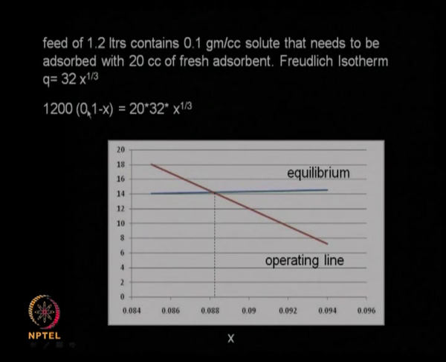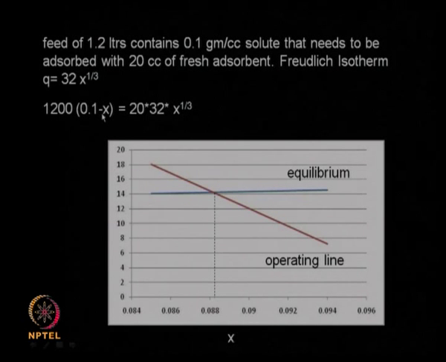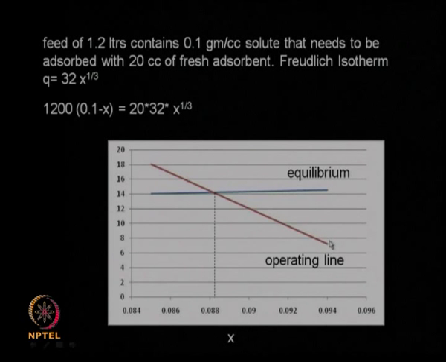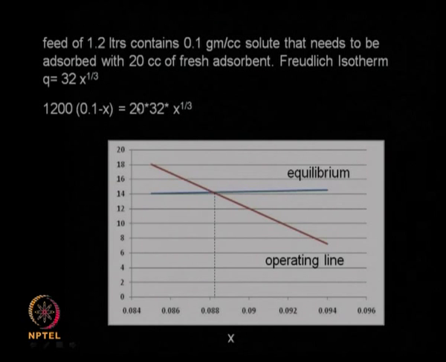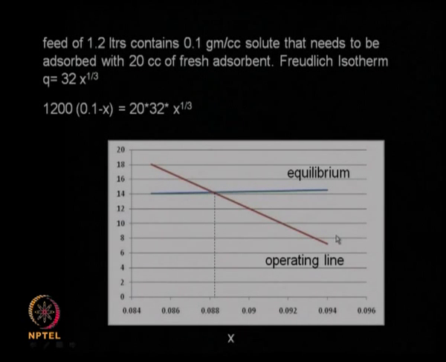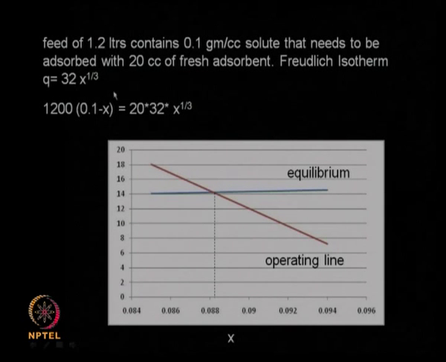This portion I had told you before is called the operating line. Okay, this portion. So for different values of x on the x axis, if I substitute here I can get this number, 1200.1 minus x. Okay. So it will look like this, sloping down, because we have minus x here. This is called the operating line. This portion is called the equilibrium, 32 into x raised to the power 1 by 3, here put in 20. So this portion relates to the equilibrium. Okay. So for different values of x I can plot two curves, the operating line corresponding to this side and the equilibrium curve corresponding to this side.